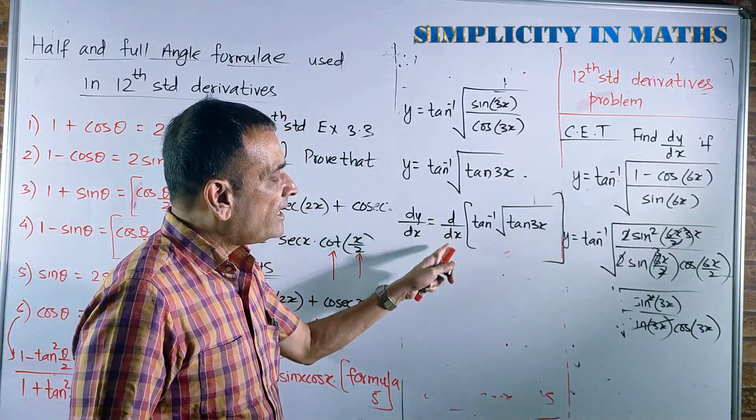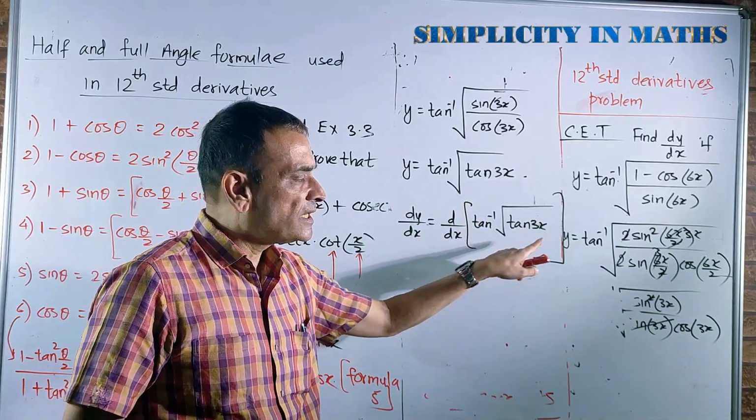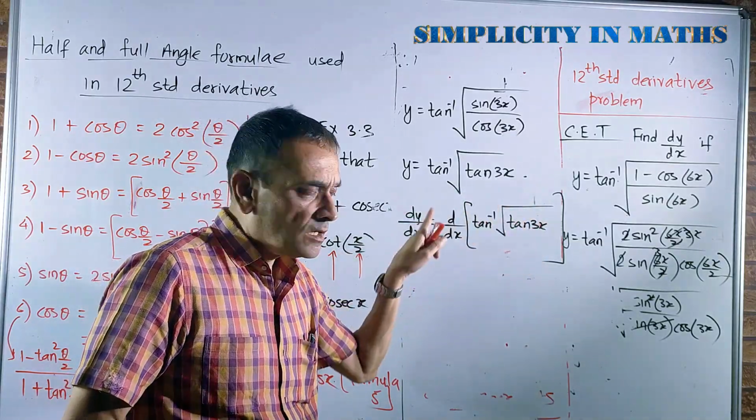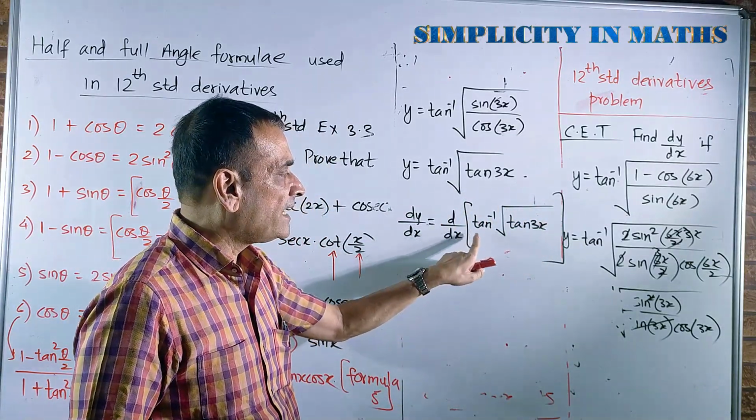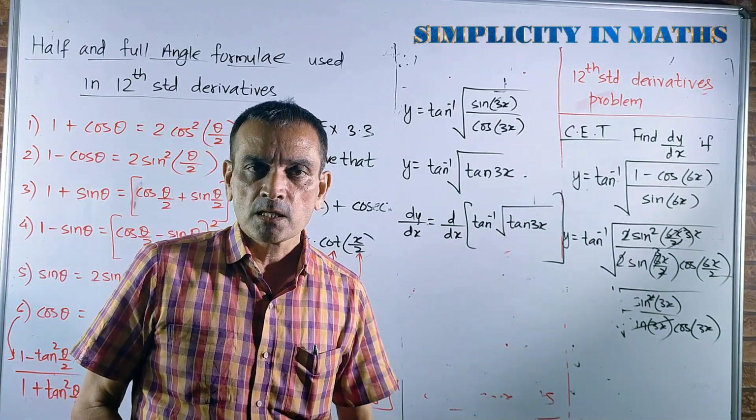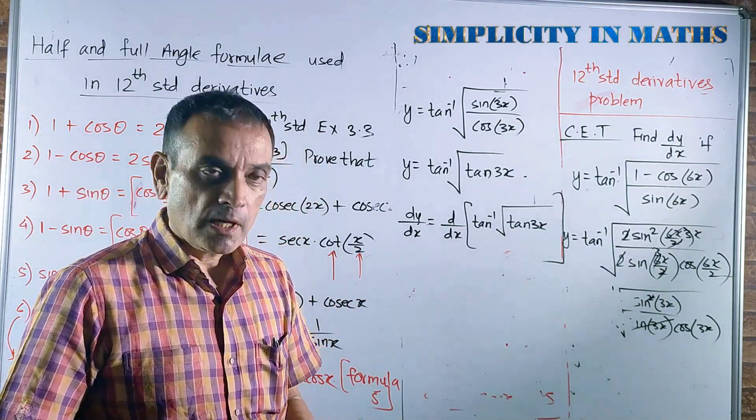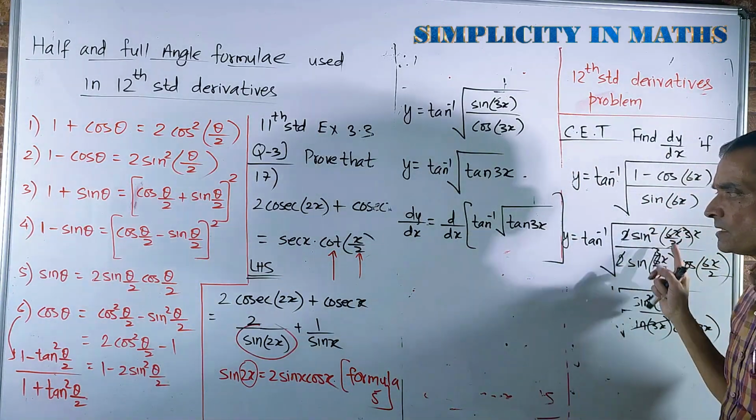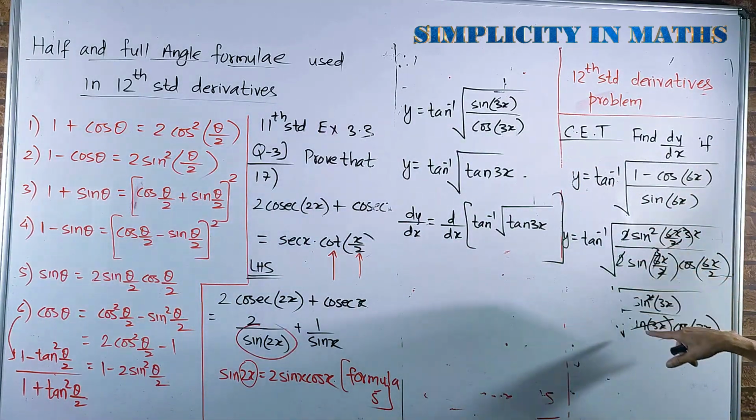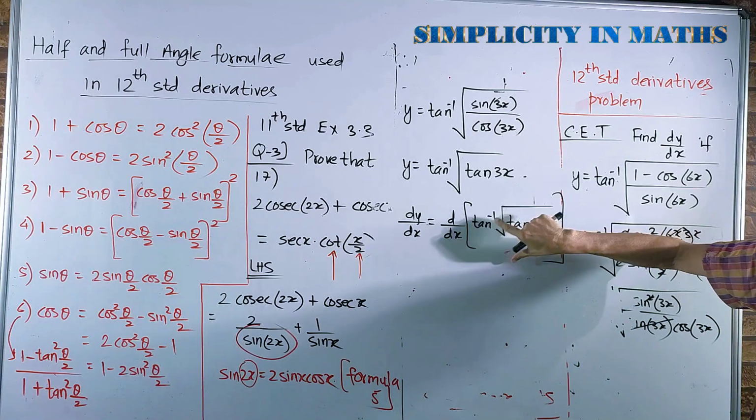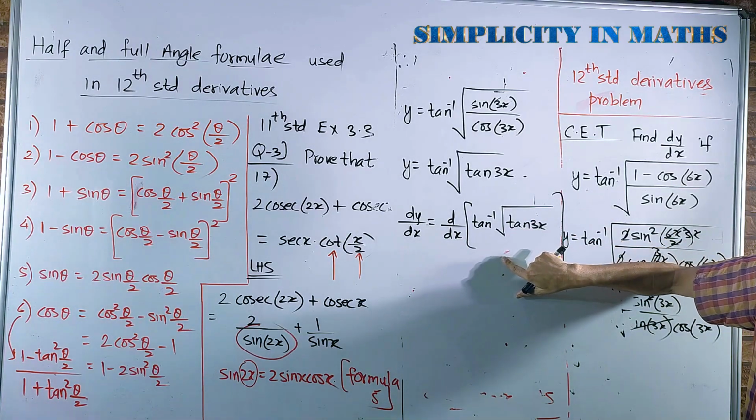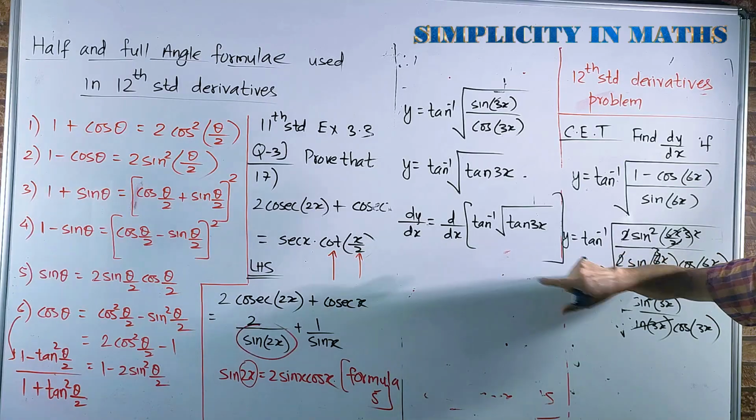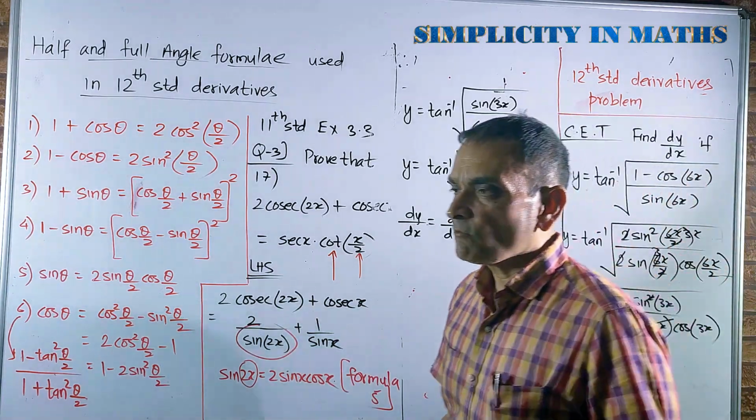Okay. So d by dx means now it is quite simple to use the derivative trick and solve the problem by using the derivative of tan inverse and the derivative of tan 3x. So the important part was how to simplify this, how to simplify this to get this. After this you can take the derivatives. Clear?